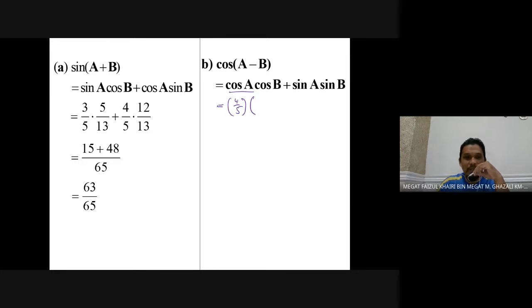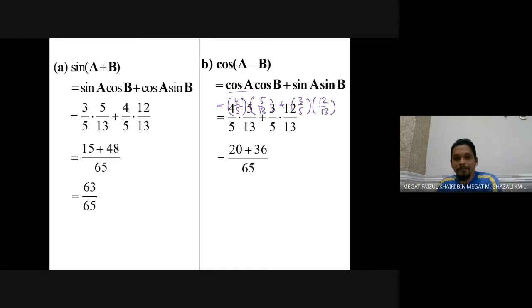So cos A minus B equal to cos A cos B, 4 over 5 times 5 over 13, plus sine A, 3 over 5, and sine B, 12 over 13. Okay, simplifying the denominator and simplify the answer then.